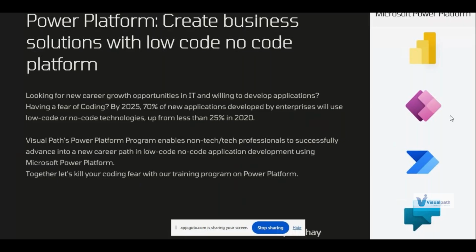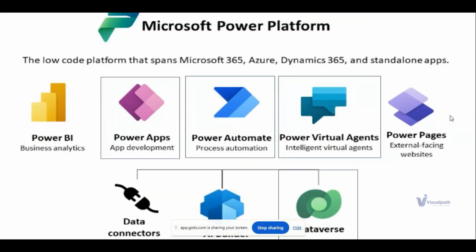As you can read here, by 2025, 70% of new applications developed by enterprises will use low code or no code technologies. Okay. So we will cover here only Power Apps. These are all the components in Power Platform. Okay. Power BI, Power Apps, Power Automate, Virtual Agents, Power Pages, and Dataverse. Okay. AI Builder. But in this particular course, we will cover Power Apps, which is used to build applications.